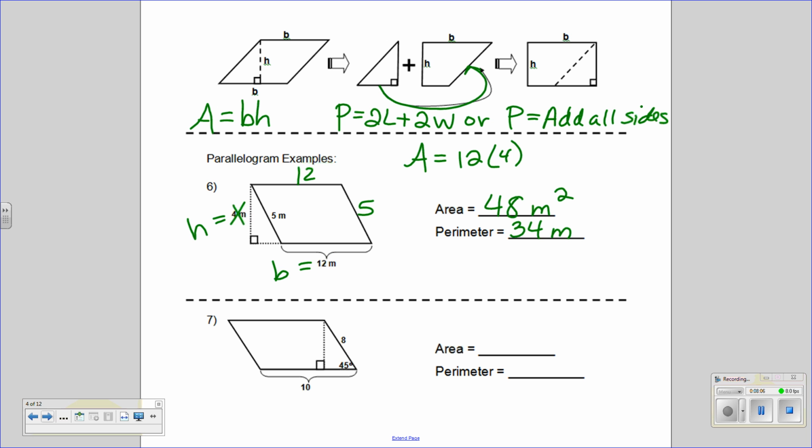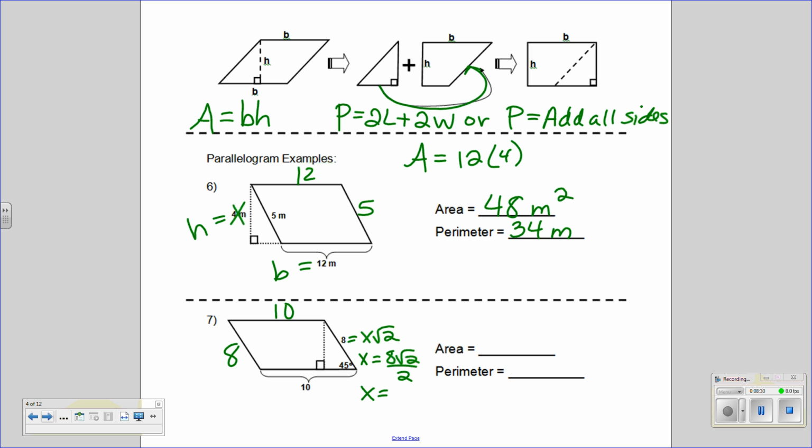Okay. All right, so number 7, a little bit different. We've got the base is 10, but we don't know our height. So we know this side is 10 and this is 8, and we've got a 45, 45, 90. So once again, the hypotenuse is x square root of 2. You might have forgotten our shortcut when we did Unit 8, but when you divide by the square root of 2 and then you rationalize it, you're going to get 8 square root of 2 over 2.